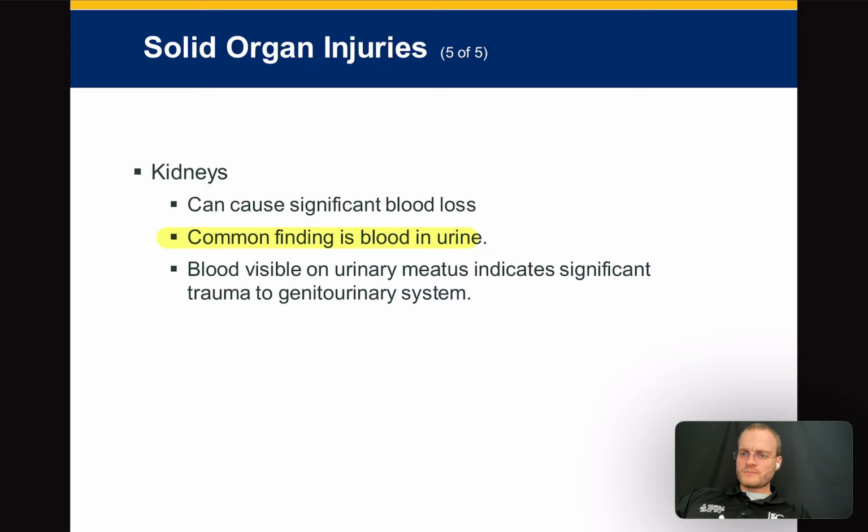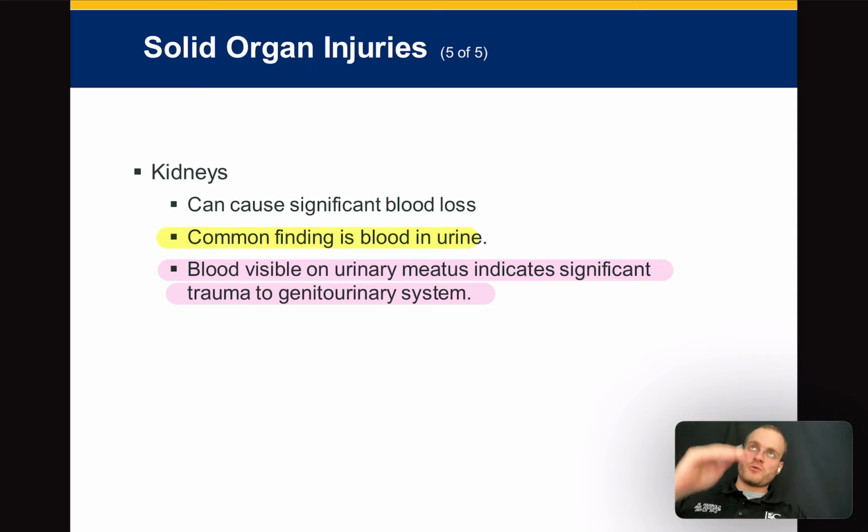Now, that's blood in the urine, meaning you only see this blood when they urinate. But there's something else: blood visible on the urinary meatus, right? Blood visible on the urinary meatus indicates significant trauma to the genitourinary system. What this typically means is injury to the urethra, the penis itself, or the bladder. It would be very rare for you to have a kidney injury and be pouring blood out the meatus without urine mixed into it.